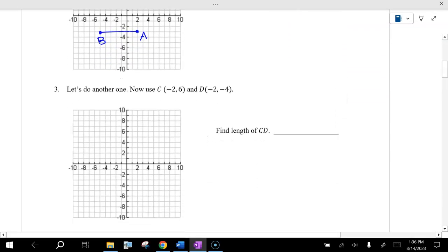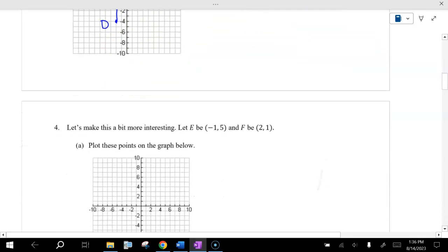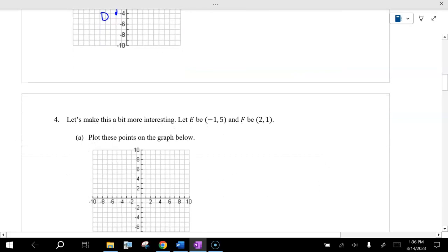Now, if we look at this next example, we have two different points. Point C, which is at negative 2, 6, that's point C. And then point D, which is at negative 2, negative 4. Again, if I just join those two points and try to find the distance between them, I can just count and find out that the length of CD is going to be 10. So now let's continue on. We're looking at a few different examples to build on.